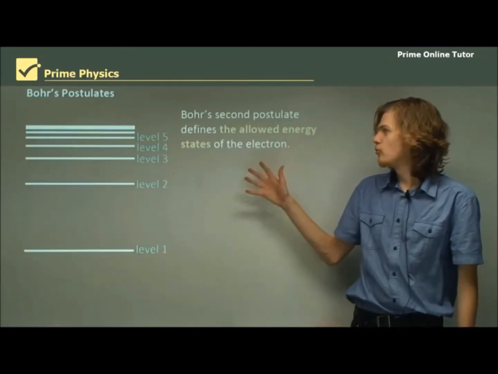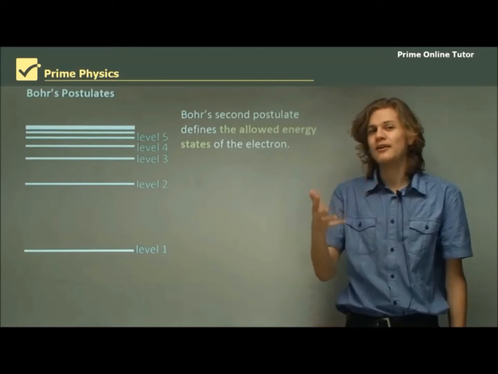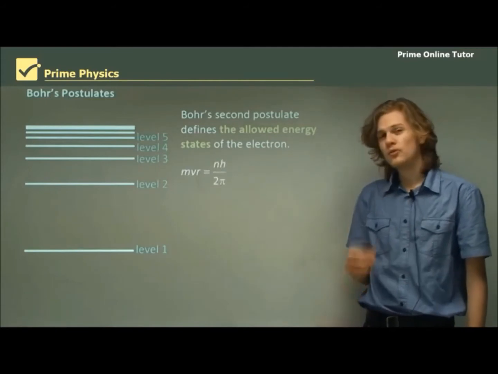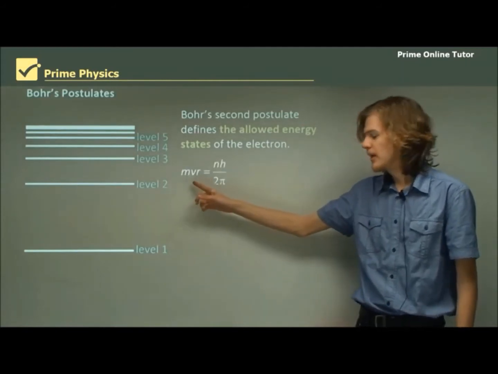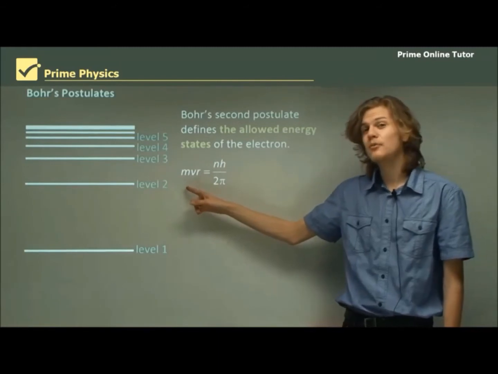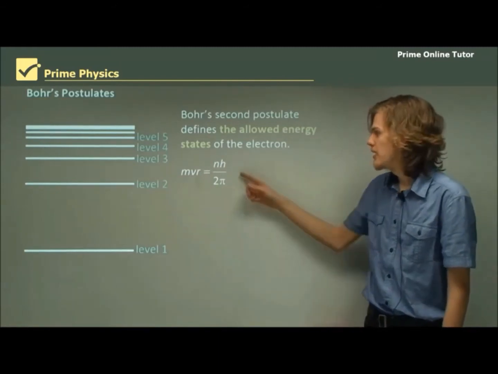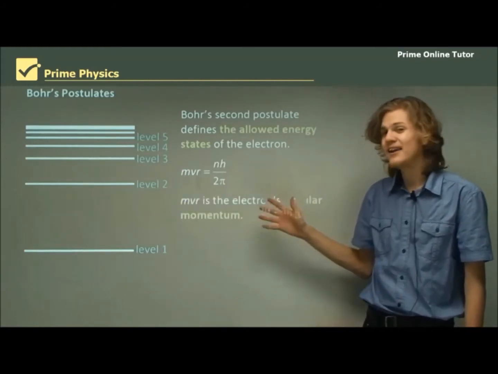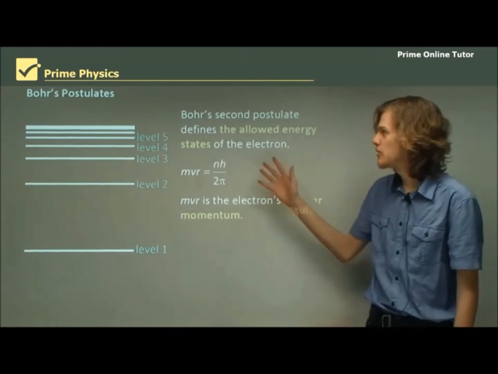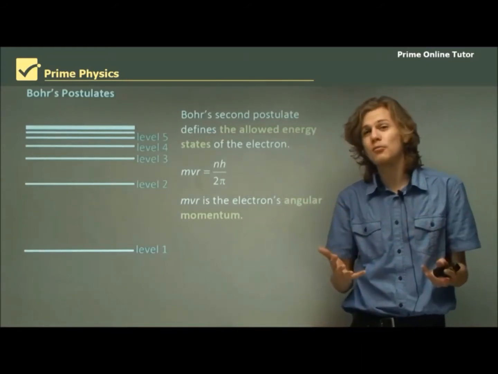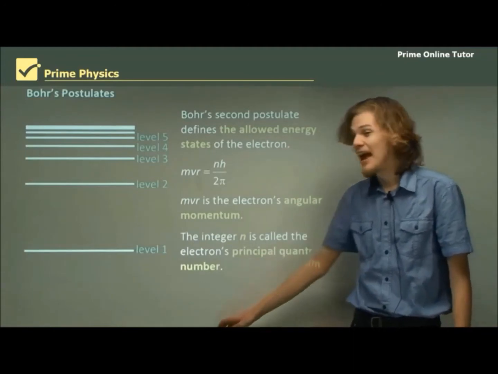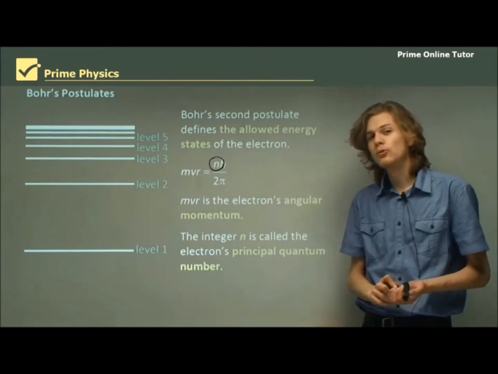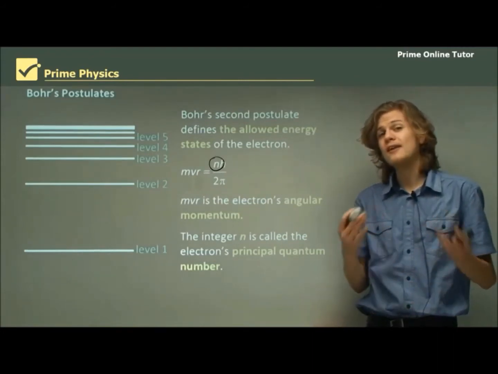So Bohr's second postulate defines what these allowed energy states were. So we have energy level 1, 2, 3, 4, and so on. The equation he came up with was this one here: mvr, which is the angular momentum of the electron, equals nh over 2 pi. So mvr is the electron's angular momentum. Fairly important. This is sometimes known as the rule of quantized angular momentum. And the integer n on the right side of the equation is called the electron's principal quantum number. It corresponds to the energy level of that electron.